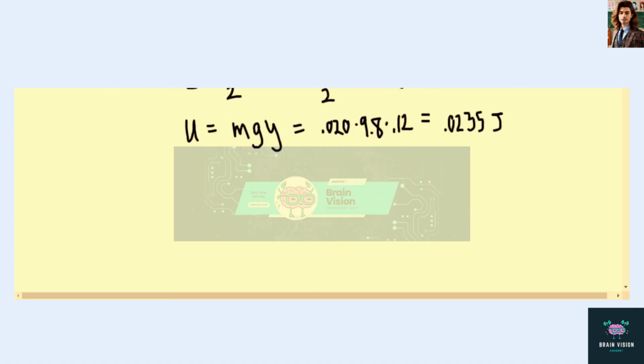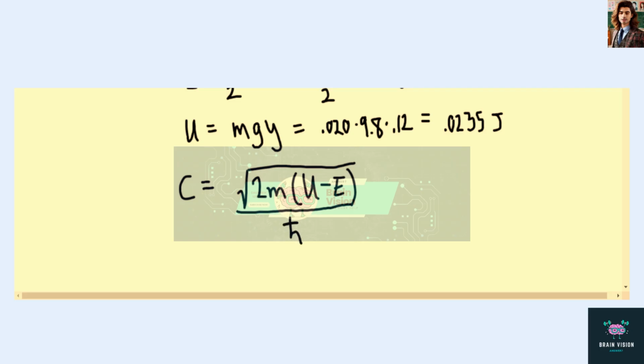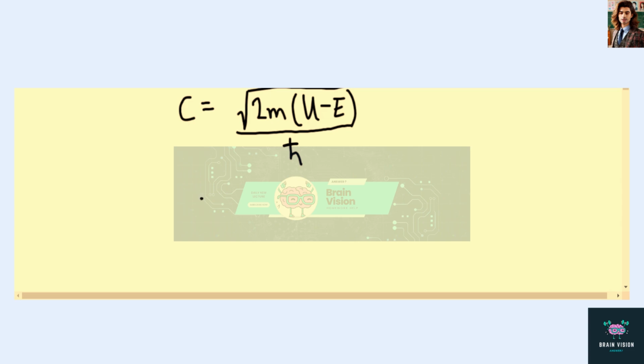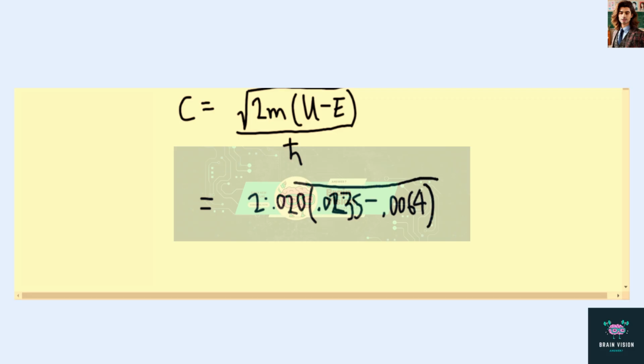Now, what we want to do is get C. The equation for C is the square root of 2m times (U minus E), all divided by h bar, which you know is h divided by 2 pi. What we want to do next is substitute our values. This is equal to the square root of 2 times 0.020 times (0.0235 minus 0.0064). And we have the energies in joules already.